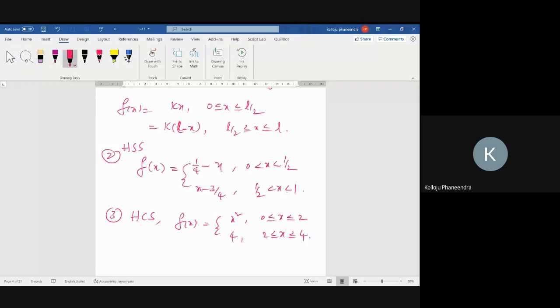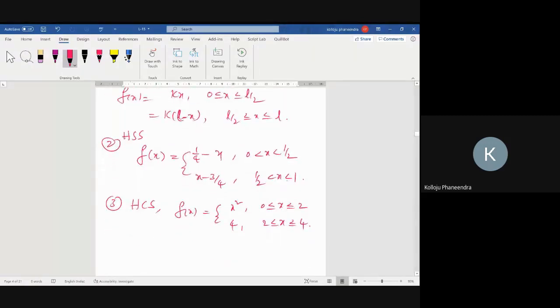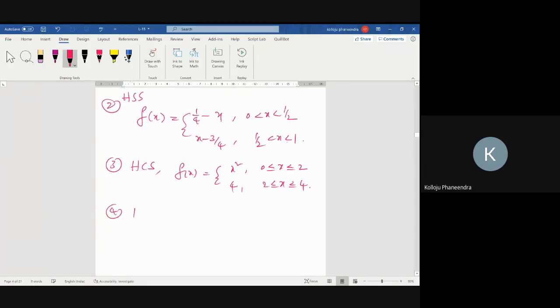One more topic now. Take these 3 problems as assignment. Let me give one more. E power x, half range sine series of f of x equal to e power x in the interval 0 less than x less than 1.